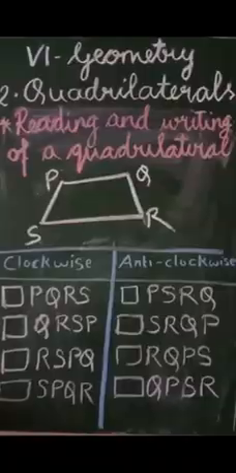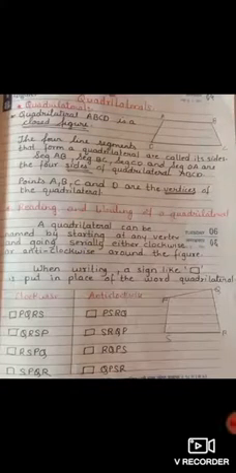So now write the lesson name in your CW in the geometry section, and then write the notes which are shown on the screen. You can take a screenshot and then complete the notes of quadrilateral and reading and writing of a quadrilateral. You can also take help of your textbook page number 81 while writing the notes. So write the notes in neat and good handwriting in your CW.